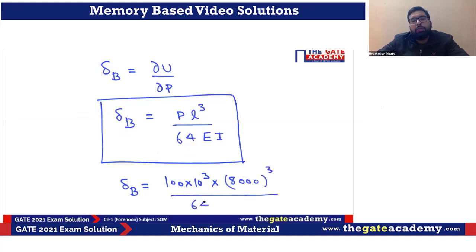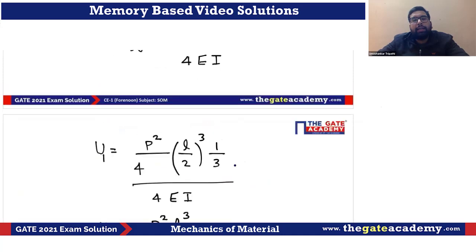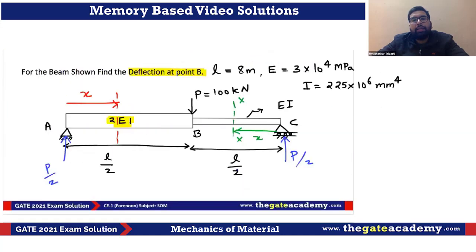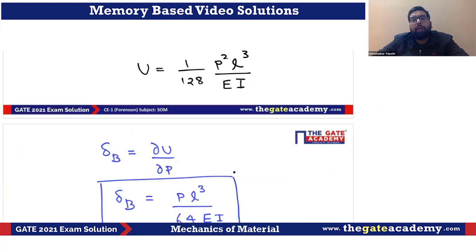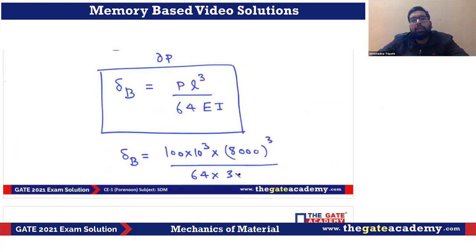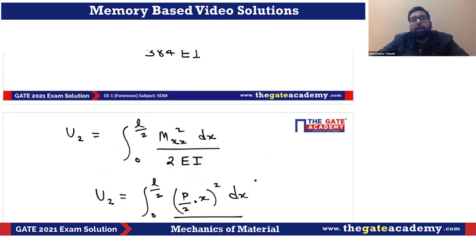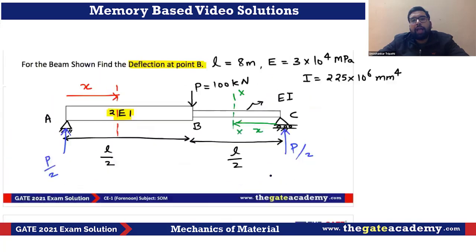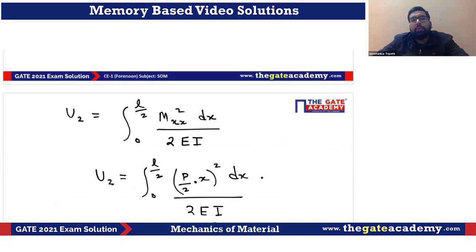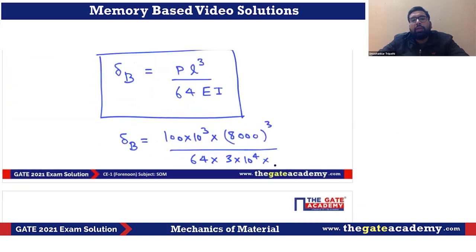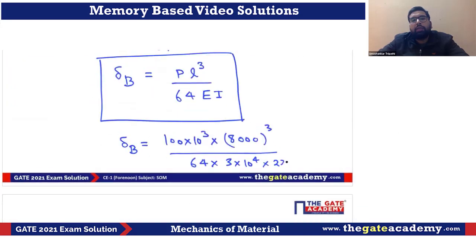So this is 64. What is our E here? E is 3 into 10 to the power 4 megapascal, so the unit is Newton per mm square. No need of changing it. And what is I given to us? I is 225 into 10 to the power 6. If we solve this, we will be getting the deflection at B.